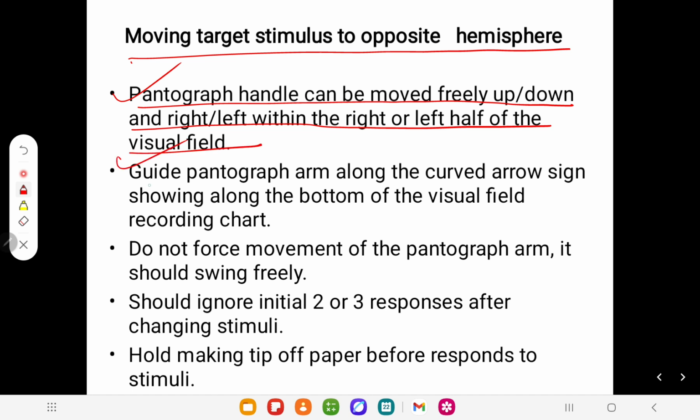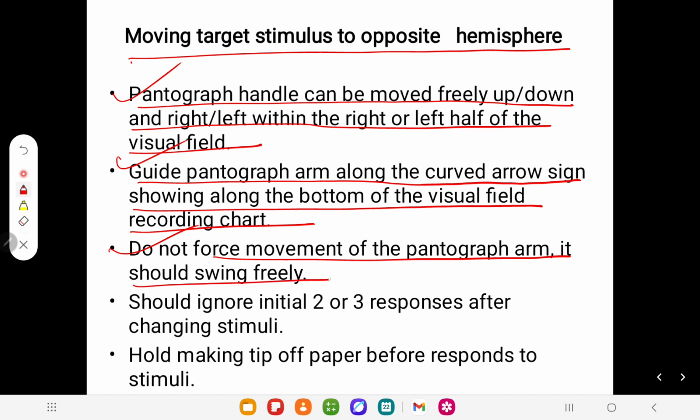So basically, guide the pantograph arm curved around the sign showing the bottom field of your record chart. Do not force the pantograph to move; it should swing freely, because if you move it forcefully you will break it. So it's always important to ignore the initial 2 to 3 responses after changing the stimulus.